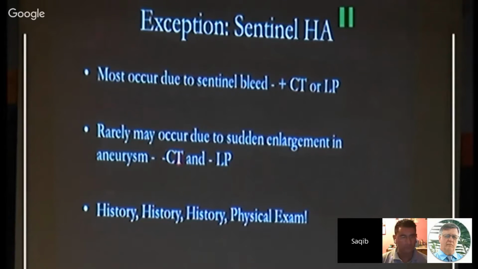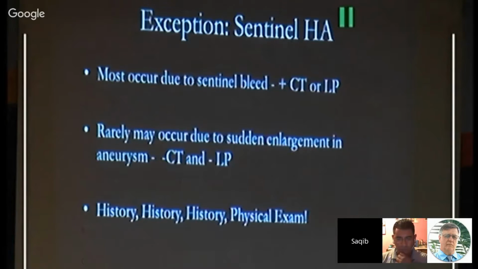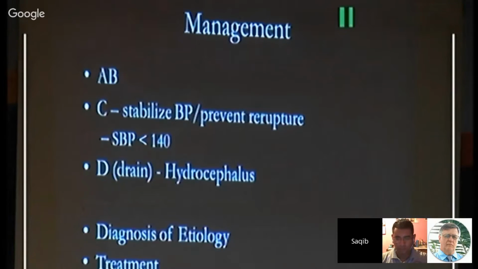And so CT or an LP can be done very easily, and to rule it out, give the patient peace of mind. And if you recall that each successive hemorrhage from a subarachnoid hemorrhage is worse than the preceding one, it carries a mortality rate of about 20%. So it's important not to miss this. That's where the history is extremely important, and then the physical.